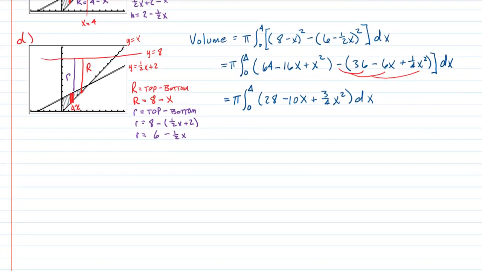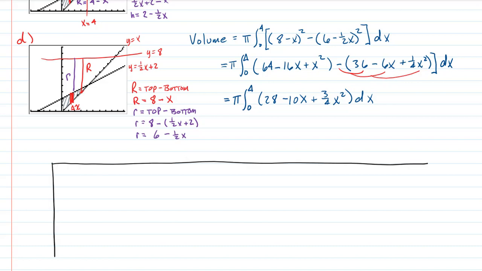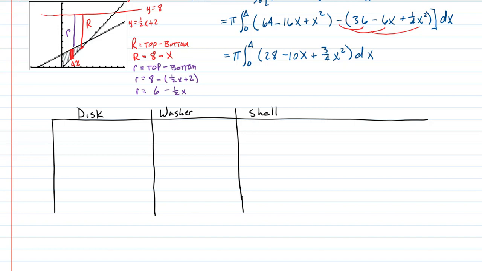We've learned 3 different techniques for finding volumes of solids of revolution: the disk method, the washer method, and the shell method. For all 3 of these methods, we start by sketching a graph of the shaded region, and it's going to be the region bounded between some curves. Then we're going to sketch a representative rectangle. For both the disk and the washer method, that rectangle is going to be perpendicular to the axis of revolution, and then for the shell method, it's going to be parallel to the axis of revolution.